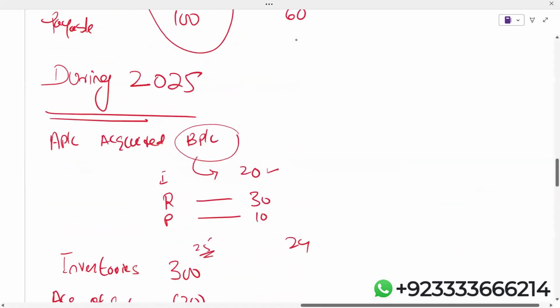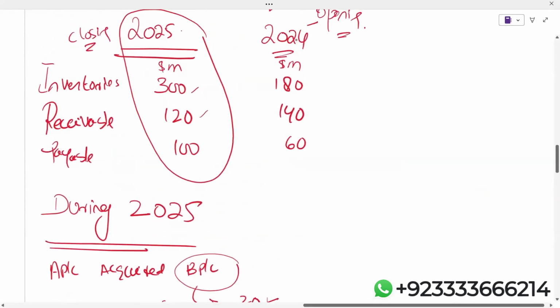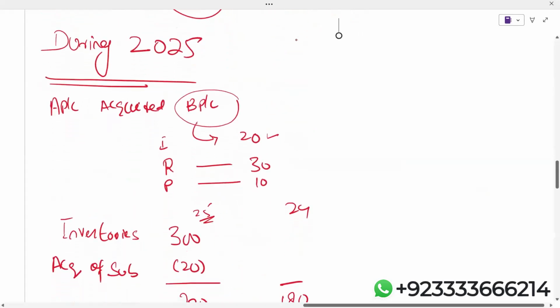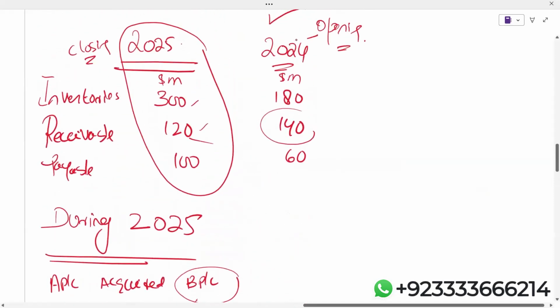Okay, another point, receivables. Now I will not directly take the difference of 140 and 120. Since I've acquired a subsidiary during the year, I will first exclude the impact from the closing balance, which is let's say 30. I'll come to 90. Now from 140, I'll come to 90. I can see there's a decrease of 50. If your receivable decreases, then I'll show this as an inflow. Decrease means we have collected the money.